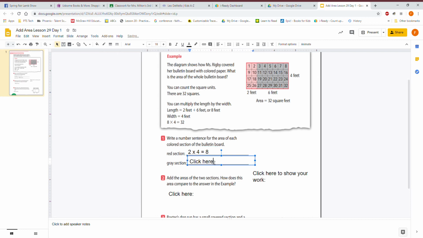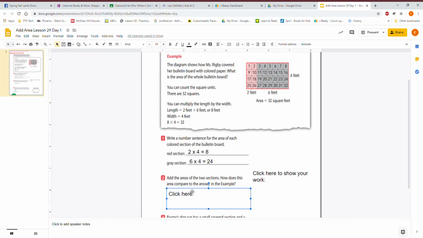Okay, now over here is my gray section. I'm going to click out of here and I'm going to look at the gray section. Well, I see that that says 6. Okay, 6 by 4. And I can see the 1, 2, 3, 4, 5, 6 gray squares. So I'm going to write 6 times 4 equals 24.